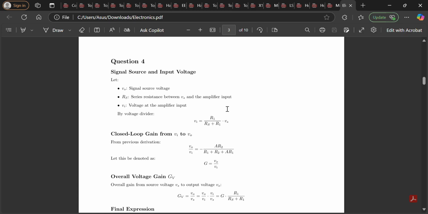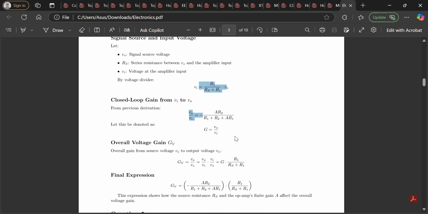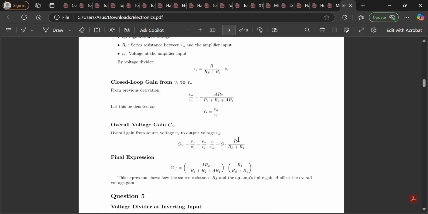Now we have to analyze how the source resistance Rs impacts the gain. Due to the voltage divider between Rs and R1, the voltage entering the amplifier is equal to this equation. Then the amplifier processes it and produces an output voltage, which will be minus R2 over R1 plus R2 plus A times R1.